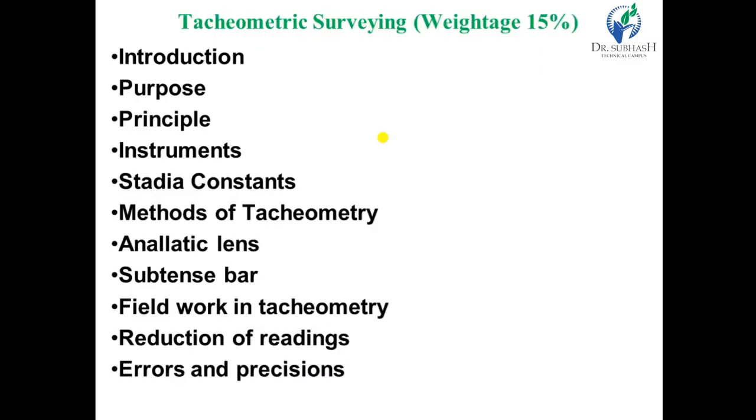We are also discussing topics like introduction, purposes of tachyometry surveying, principles of tachyometry surveying, instruments, area constant, methods of tachyometry, analytic lens, substance bar, field work in tachyometry, reduction of reading, error and precisions.